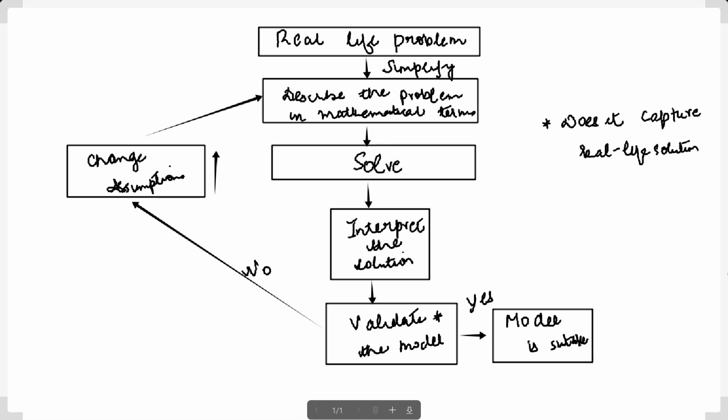So hence, if you want to represent it pictorially, it would be something like this. The process of mathematical modeling: real life problem, simplify it, describe the problem in mathematical terms, solve the problem, interpret the solution in the real life situation, validate the model. What does that mean? That whether the solution captures the real life situation. If yes, the model is suitable. If no, then you have to change the assumptions and again describe the problem in mathematical terms.